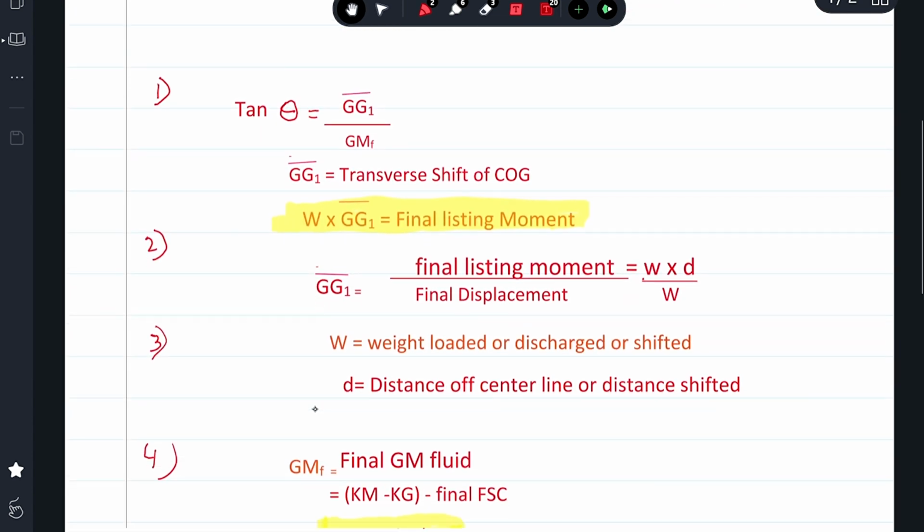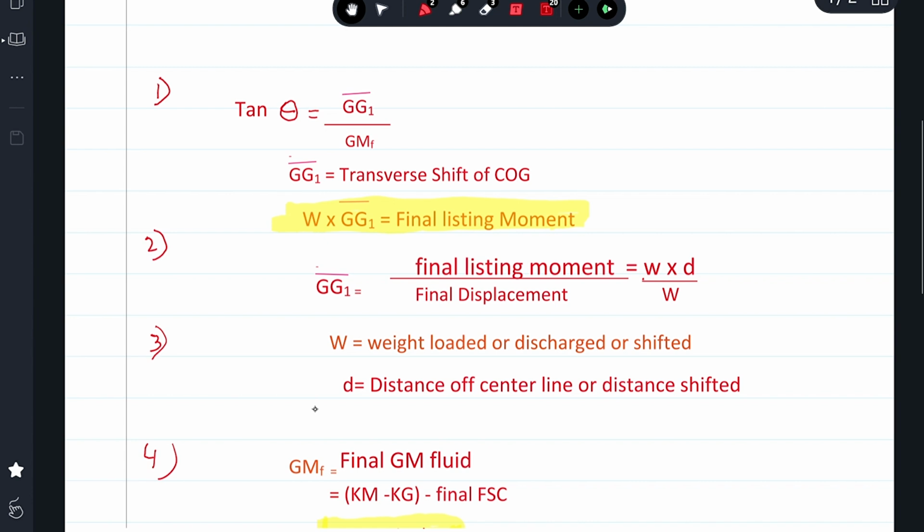So weight, small w, weight loaded, into D, where D is the distance from the center line. That is the listing moment upon displacement, final displacement. So if there is one weight, you can use this formula, small w into D. D is the distance from the center line.